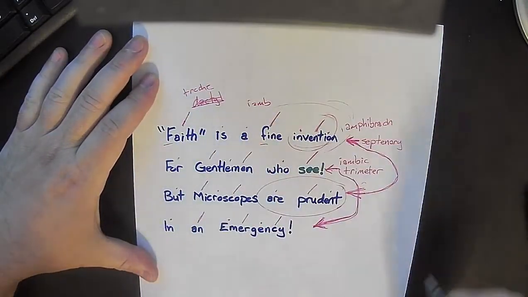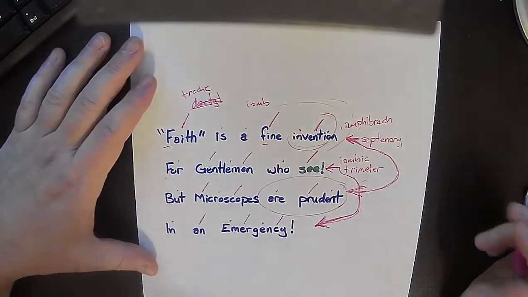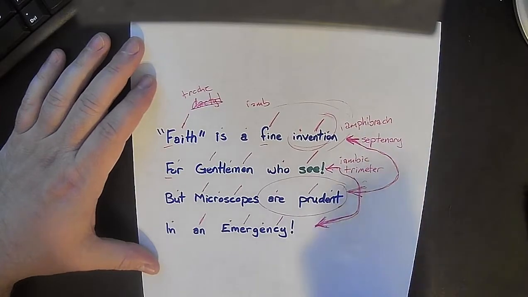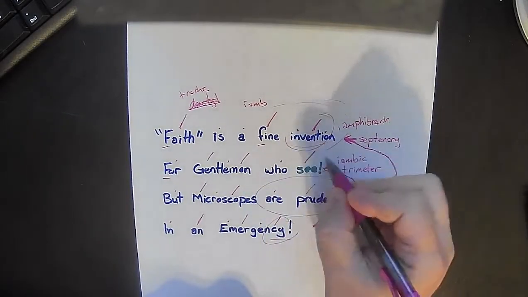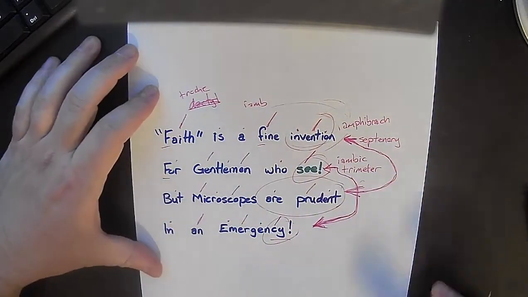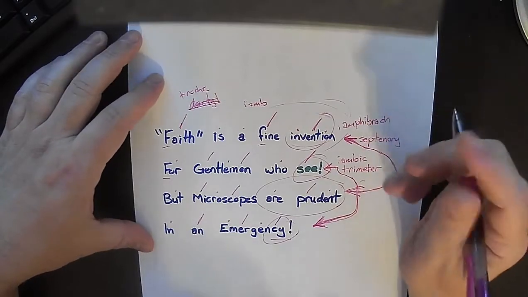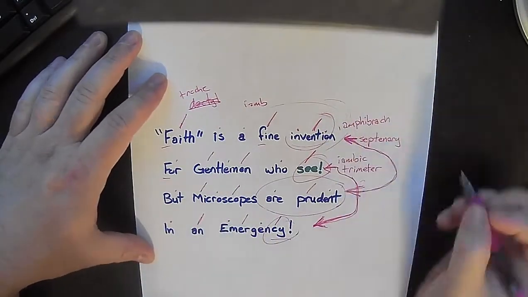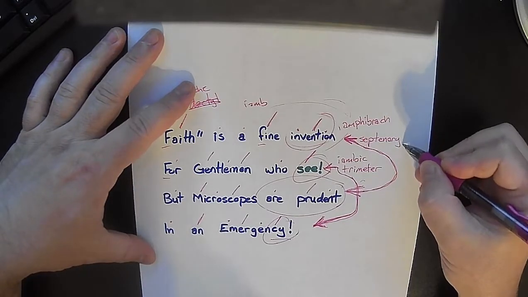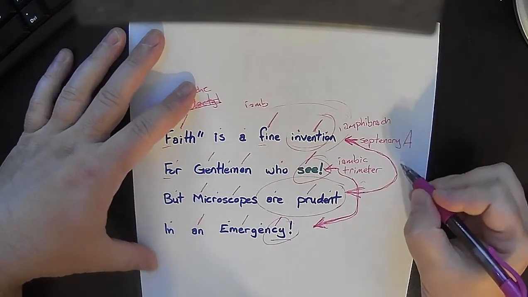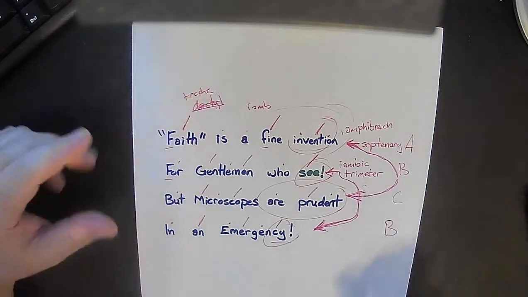"Faith is a fine invention for gentlemen who..." there it is again. "For gentlemen who see, but microscopes are prudent in an emergency." It's not too much other. Obviously, her rhyme here, C and C. I don't believe I even talked about that in the other close reading. "Invention" and "prudent" don't really match, so I suppose if I was going to give this a rhyme scheme, it would be A, B, C, B, right?